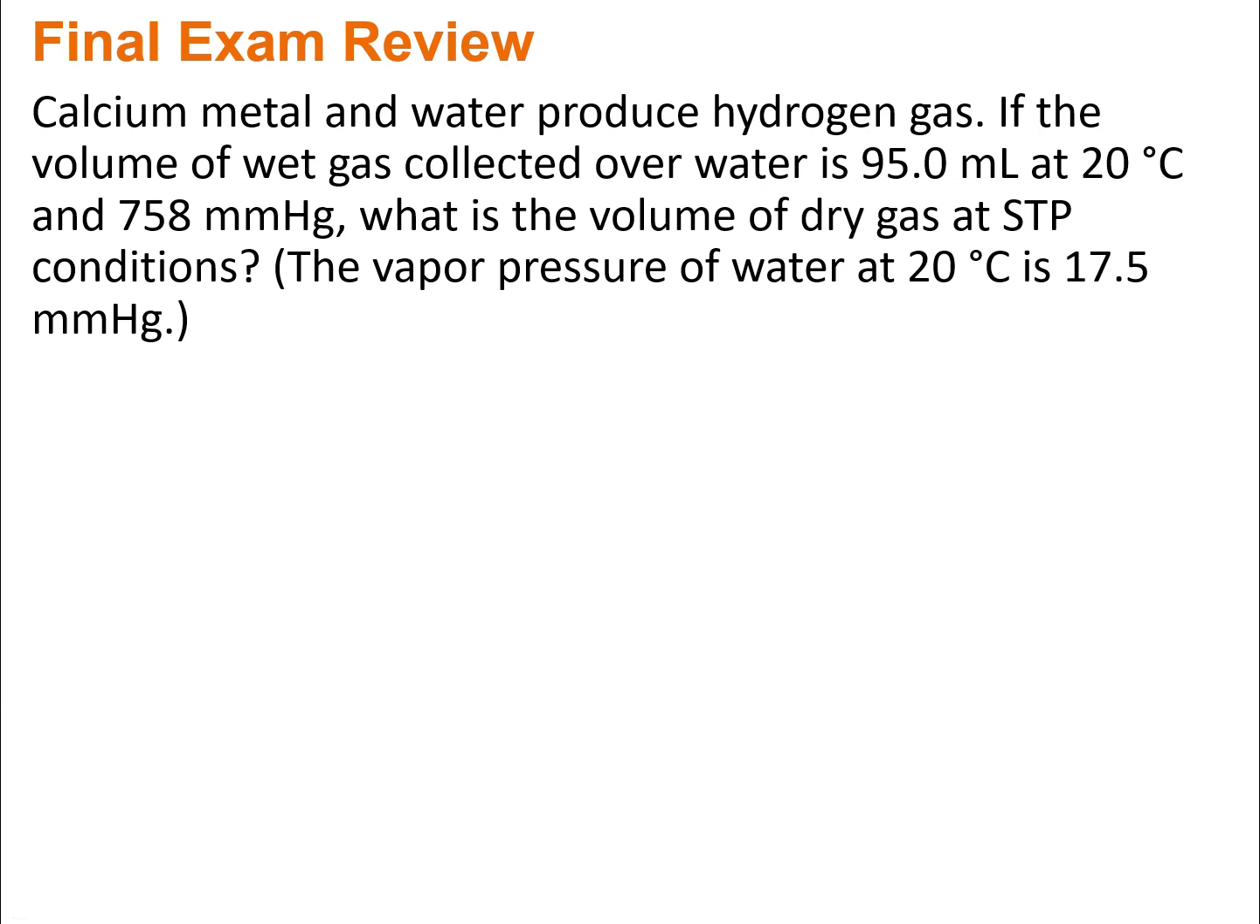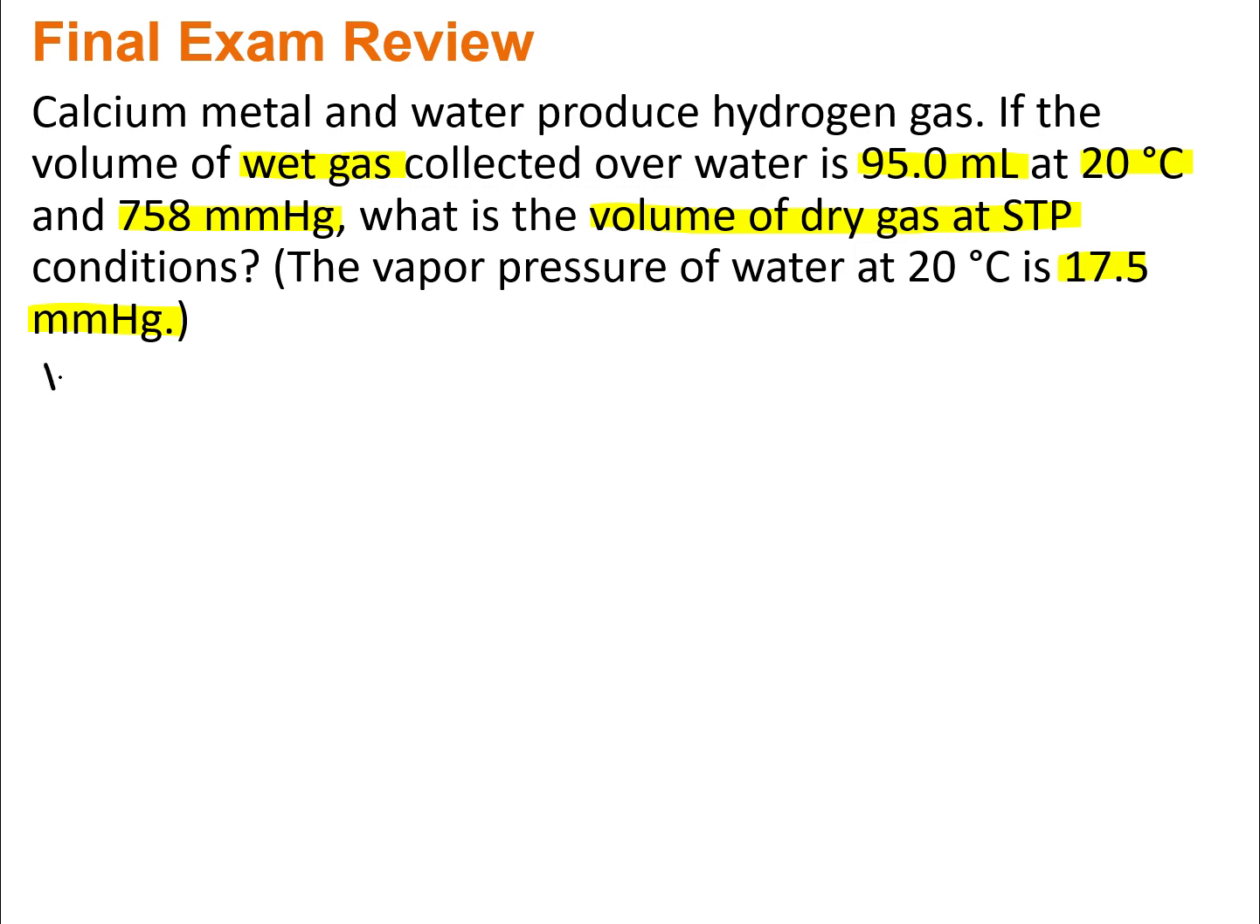We've got calcium metal and water producing hydrogen gas. And if the volume of wet gas collected over water is 95 milliliters at 20 degrees Celsius, and at this pressure, what is the volume of dry gas at STP? And there's a hint saying that the vapor pressure of water at 20 degrees Celsius is 17.5 millimeters of mercury. It's a pretty big paragraph, but let's distill it down.